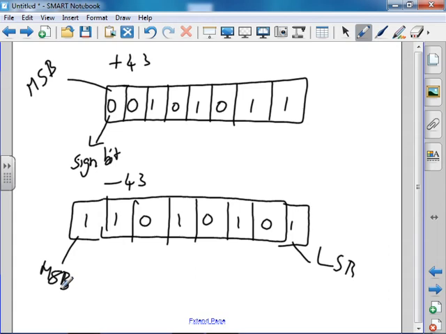This is called the MSB, most significant bit. This is called the LSB, least significant bit. Okay, now let us see how to convert the given number into ones complement form.